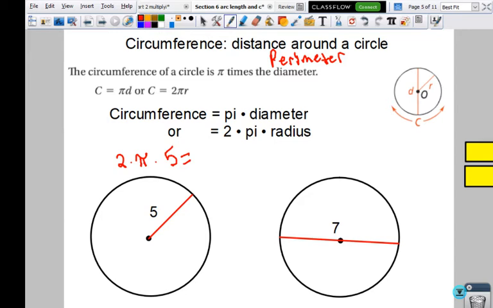We get 31.41. Make sure when you do these that you are in degrees, because we're not looking at radians today. I don't know that we will ever look at radians, unless maybe if you take pre-calc or something.